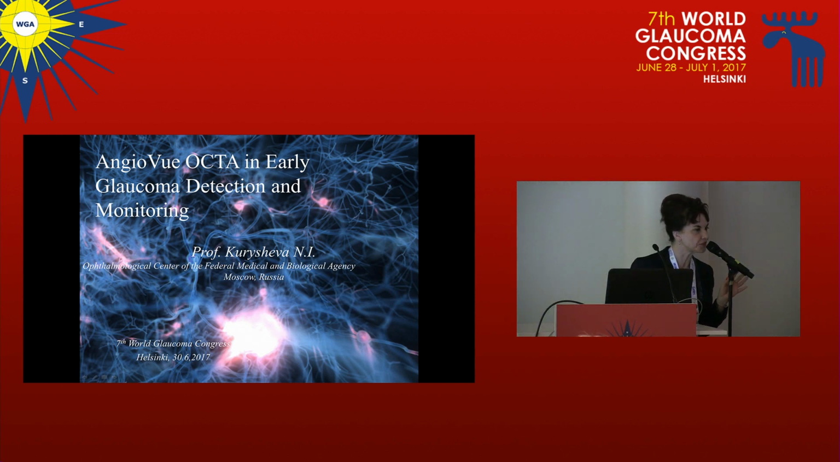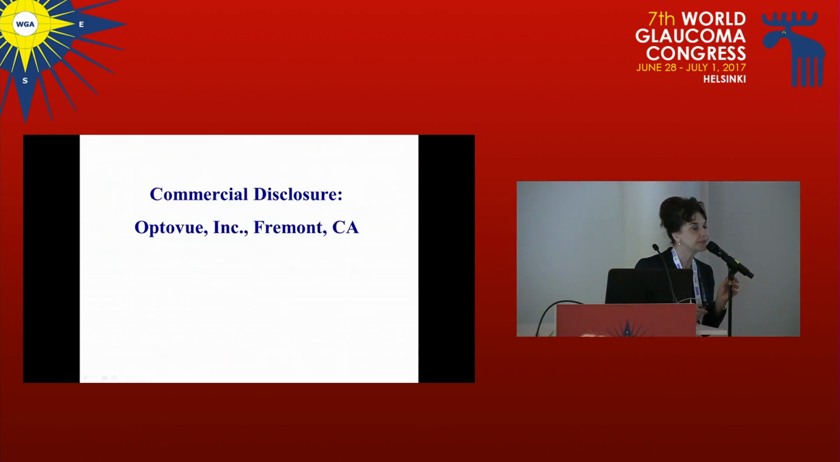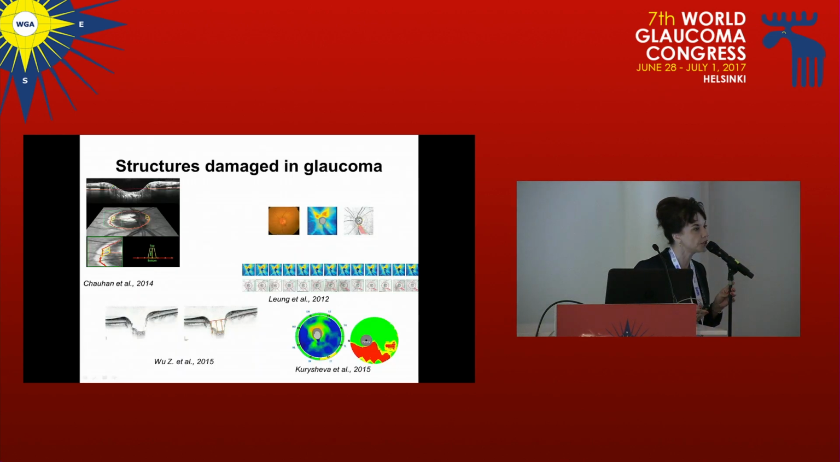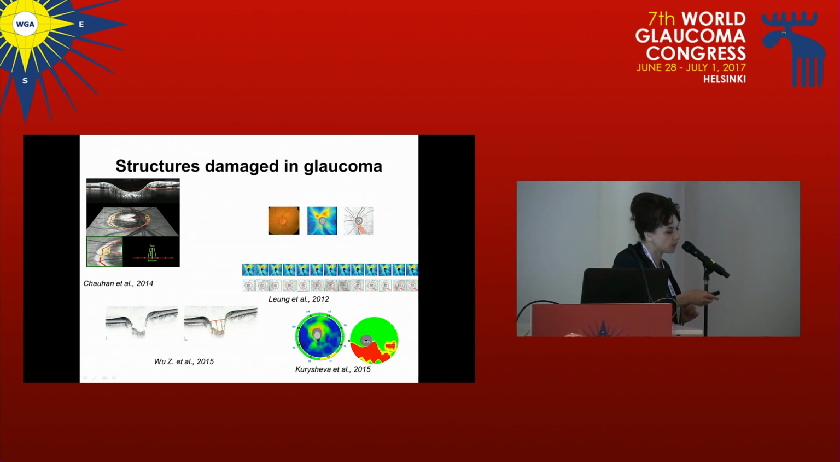Thank you, David, for the introduction and the invitation. Dear colleagues, it has been recognized recently that evaluation of structural changes using OCT has a very high accuracy, both for early glaucoma detection and its monitoring. First of all, it refers to retinal nerve fiber layer and retinal ganglion cells in the macula.